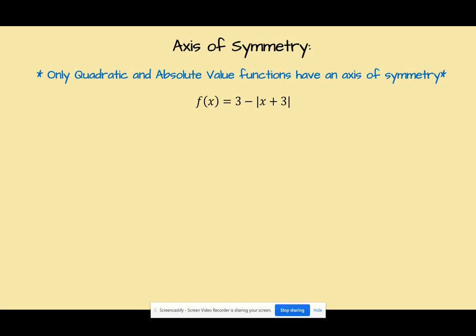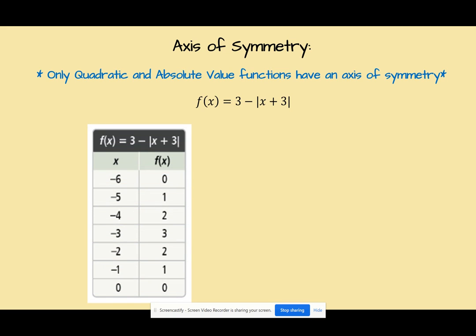Okay, so let's take a look at this function here. I can tell right away it is an absolute value function, so I know there's going to be an axis of symmetry. So let's look at the table first. The first thing I want to do is look for the vertex. Okay, if you remember in class, we talked about this with parabolas. We're looking for duplicates. So do you see how 2 and 2 line up? 1 and 1 line up. 0 and 0 line up. And there's this value right here in the middle. That's our vertex.